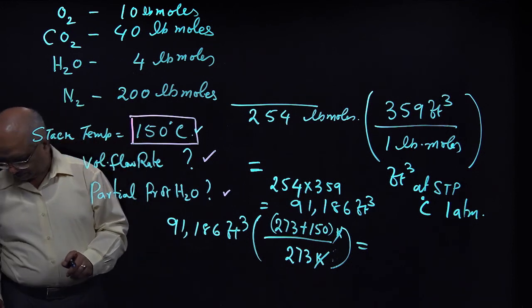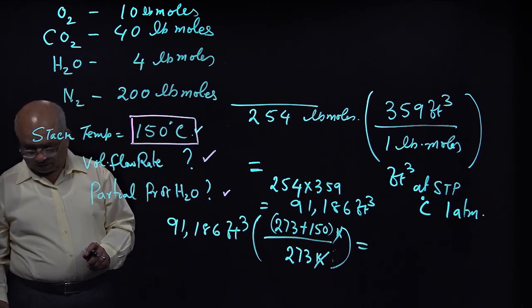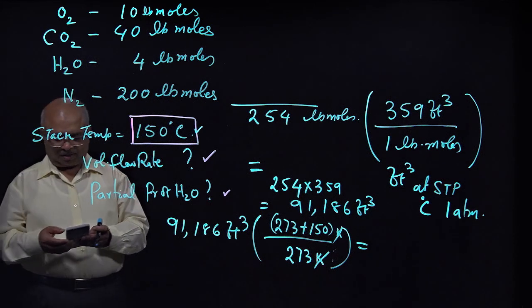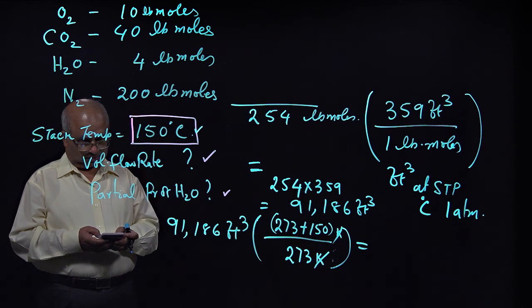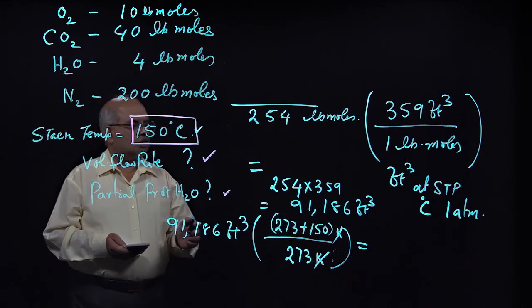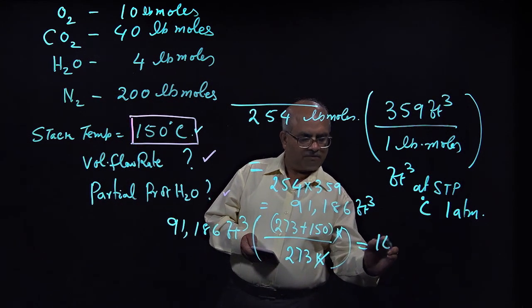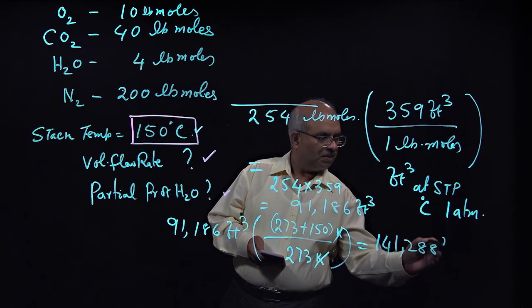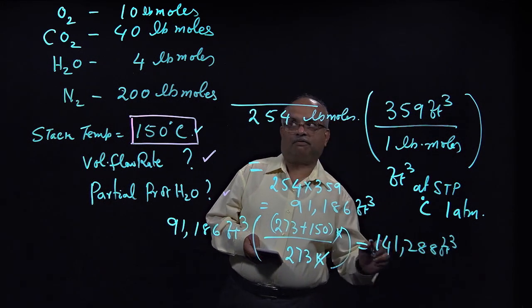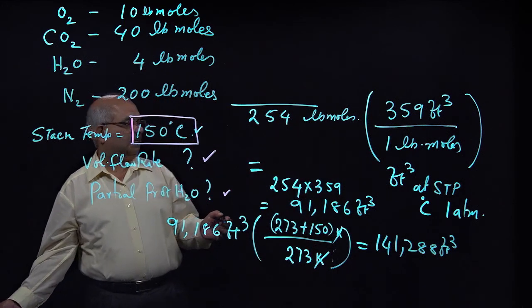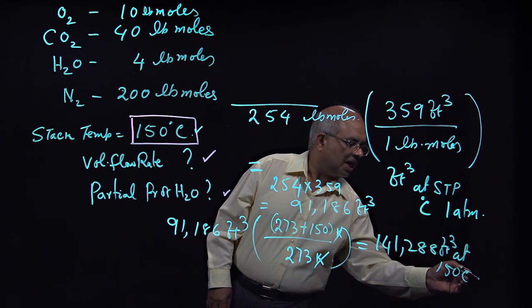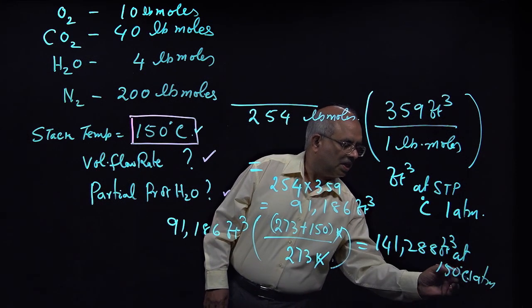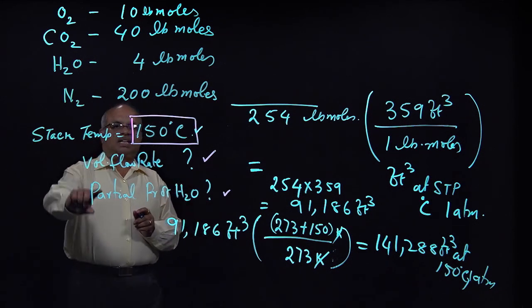So the volume is coming out to be 141,288 cubic feet. This is the flow rate. This is the volume that is flowing out at 150 degrees Celsius and 1 atmosphere pressure. So that is what we are after.